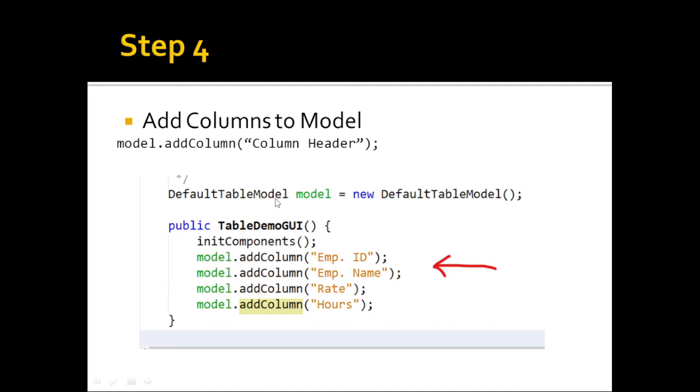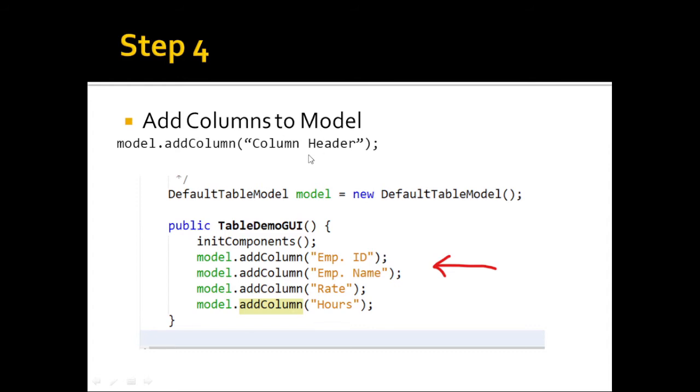So we have done this a while ago. We have created the model object, the instance of the DefaultTableModel, and then here I added 4 columns to that model. So we have employee ID, employee name, rate, and hours. These are the column headers for our table.